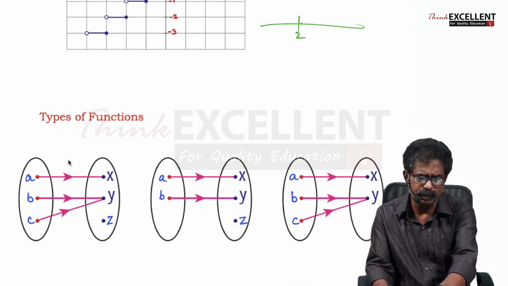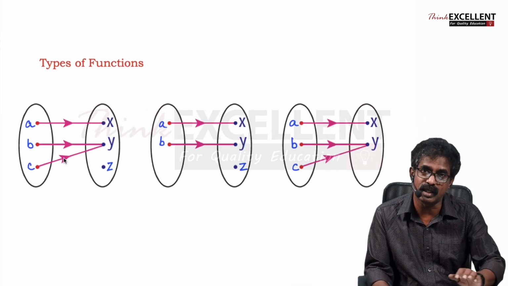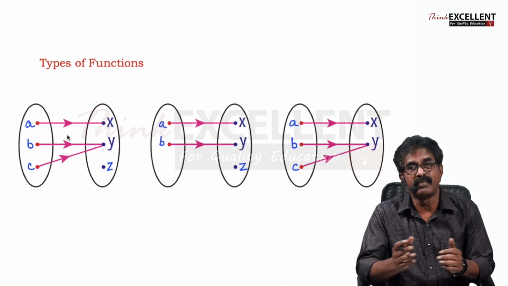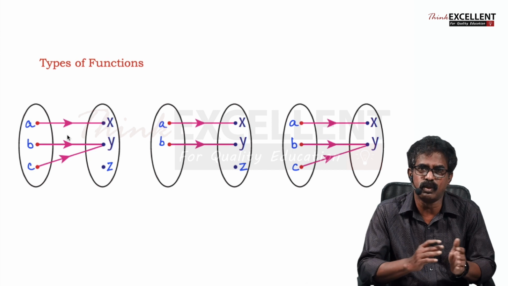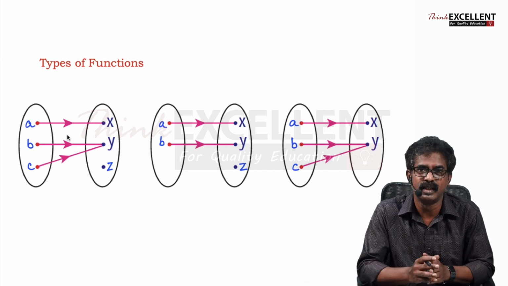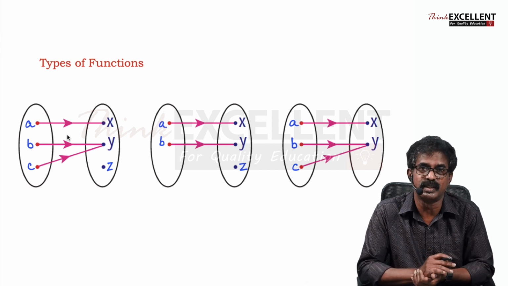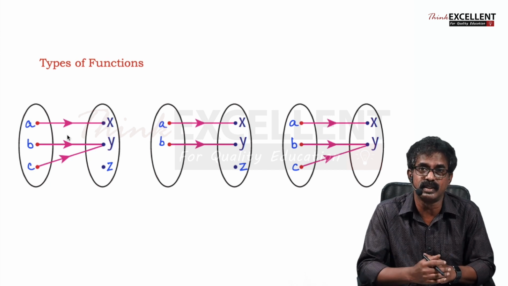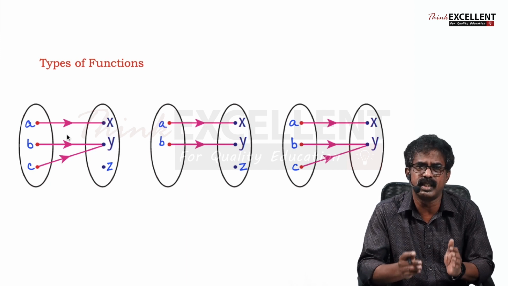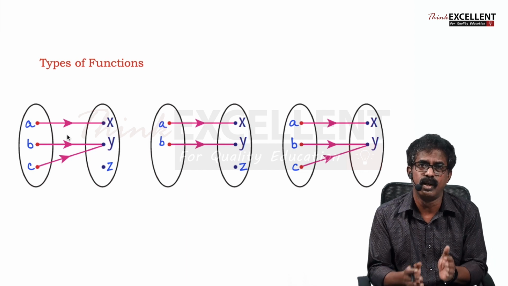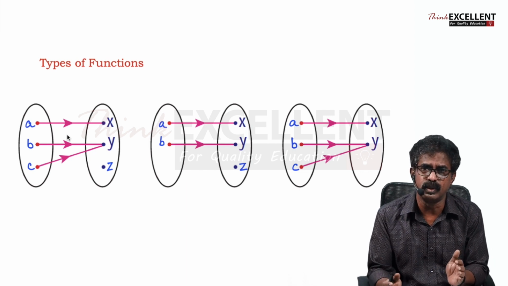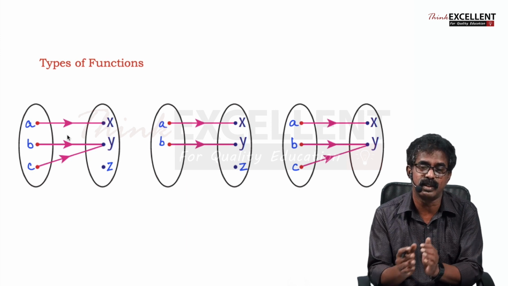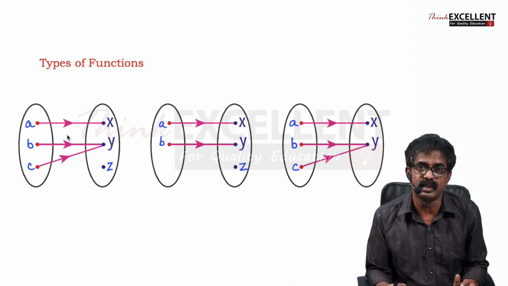Types of functions, I'm not going to take much time, as you are already thorough with this, I think. So what are the different types of function? Already you studied one-one function, many-one function, onto function, into function, then bijective, then constant function, identity function. What is an identity function? Every element is related to itself. 1 is related to 1, 2 is related to 2. I of x equal to x, f of x equal to x. That is called an identity function.